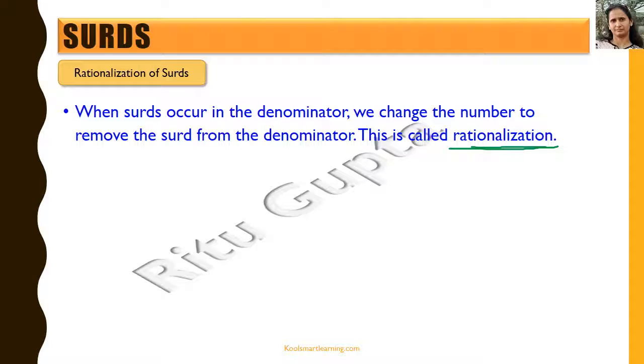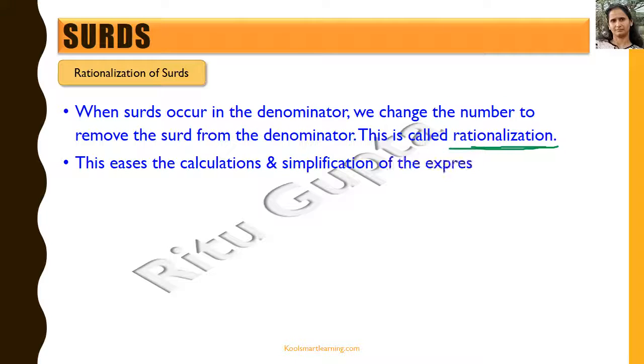Now the important thing is that we somehow bring the surd to the numerator and remove it from the denominator without changing the value of the given surd. Why is this required? It is simply because it eases the calculation and simplification of the expressions.